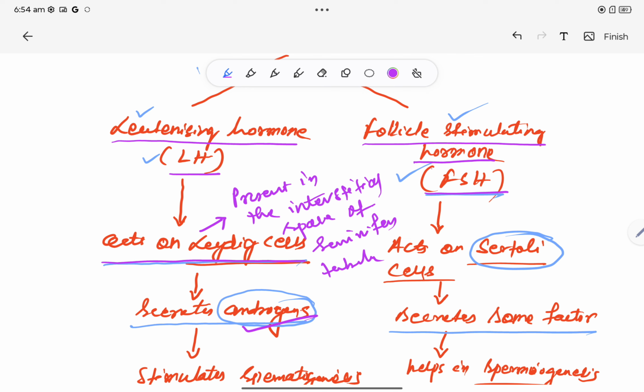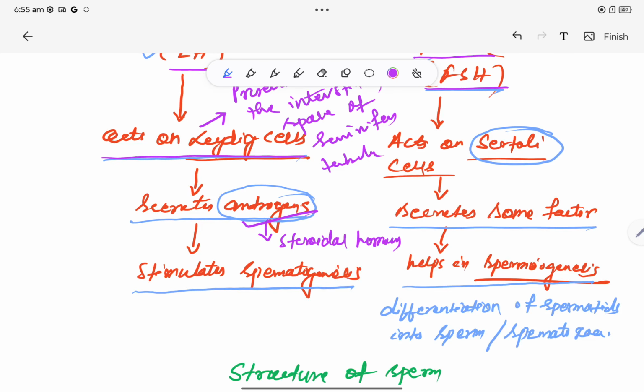And what are these androgens? I have already told you. These are the hormones which are secreted from the testes. These are steroidal hormones. Now this androgen stimulates the process of spermatogenesis. Until androgen is secreted, spermatogenesis will not happen. Okay. So this is how spermatogenesis is regulated.